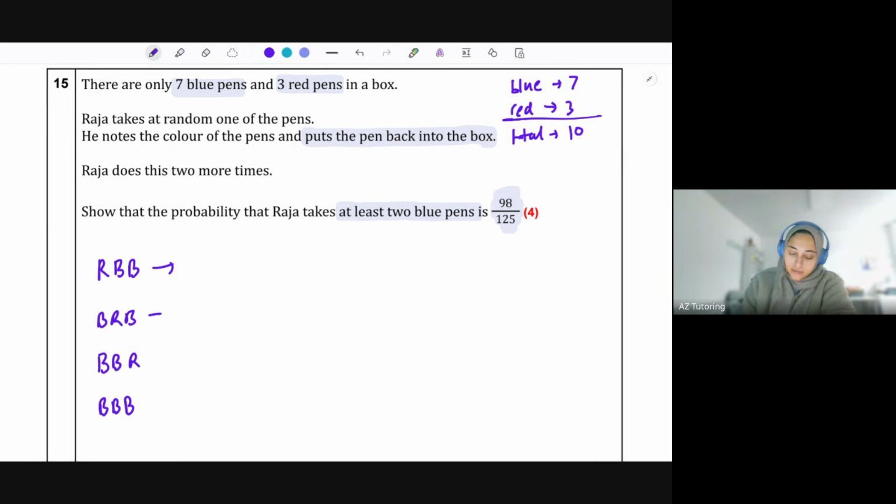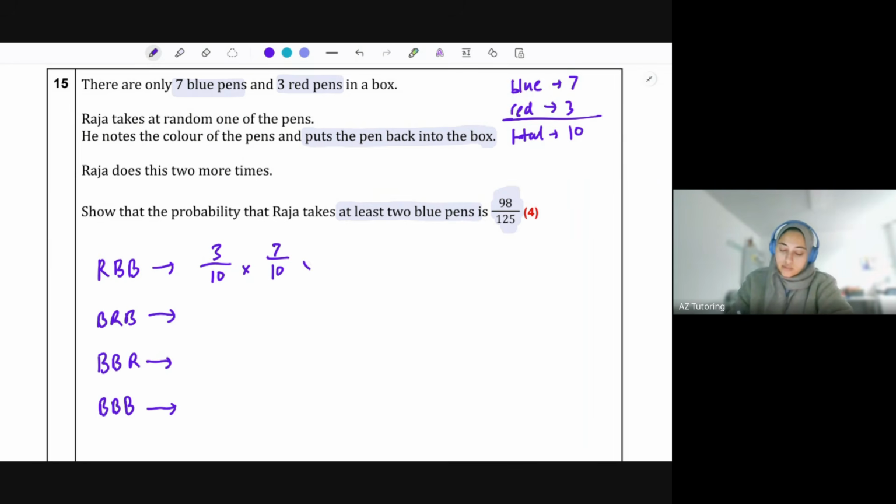So let's work out the probability of each of these. The probability of getting red is 3 out of 10. Now, because he's picked out the red and put the pen back into the box, the probability after choosing the second pen is going to stay exactly the same. So if we're timesing that by the probability that he's going to get a blue pen, which is 7 out of 10.